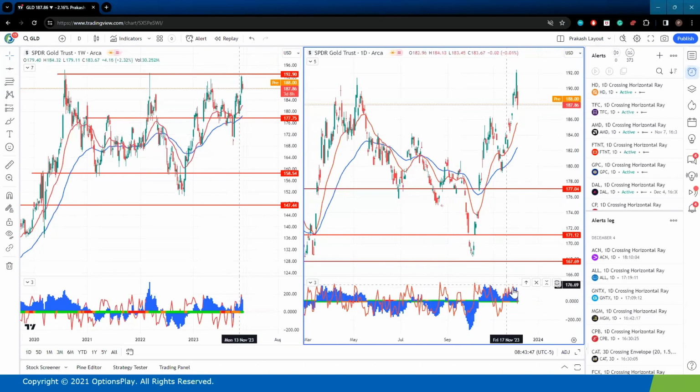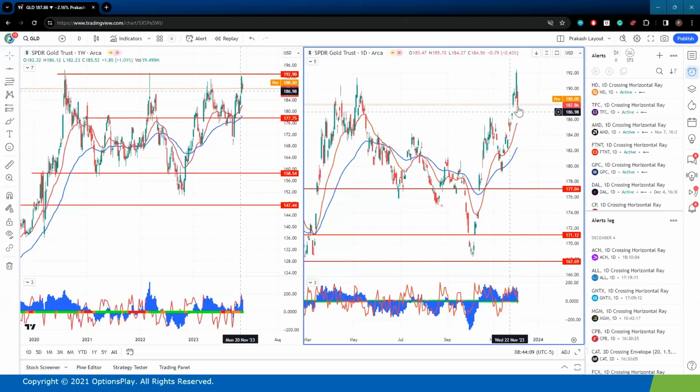We can see price was approaching an overbought condition. It's tricky to really be bearish on gold right now because the fundamentals do point to gold being at elevated prices. However, the technicals are showing that price is a little bit overextended and that we could be moving a little bit lower, at least in the short term.